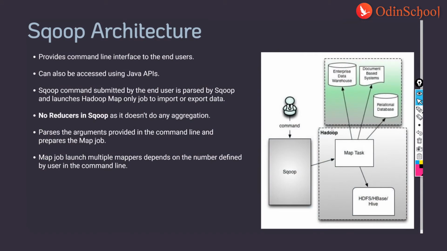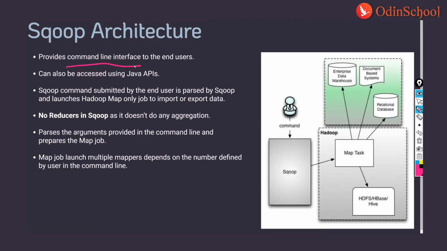So let us quickly see the architecture of Sqoop. It provides a CLI-based interface, a command-line-based interface, to the end users or clients. You can also access Sqoop through Java APIs. So there can be a Java class which calls the Sqoop commands inside a Java application, so that fancy applications can also be built.